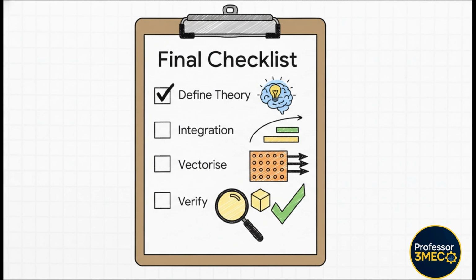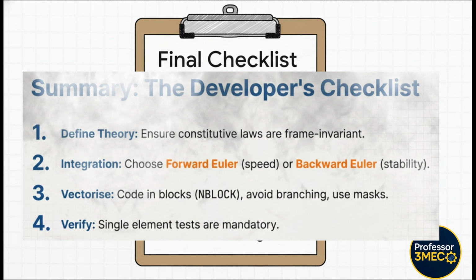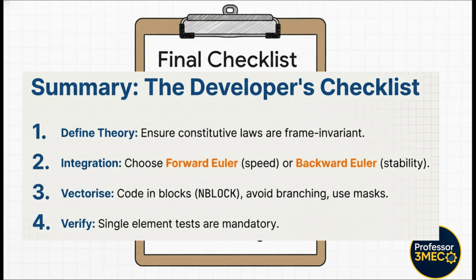So this brings us right to our final checklist. Before you hit run, just ask yourself these 4 questions. Is my theory sound? Is the integration scheme the right one? Is the code truly vectorized? And most importantly, have I verified it with single element tests? If you can check all 4 of those boxes, you are good to go.